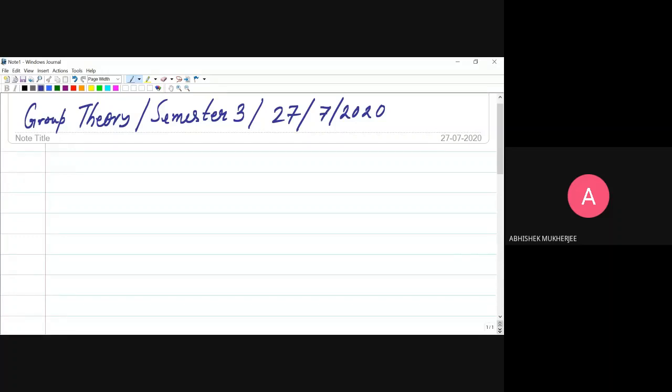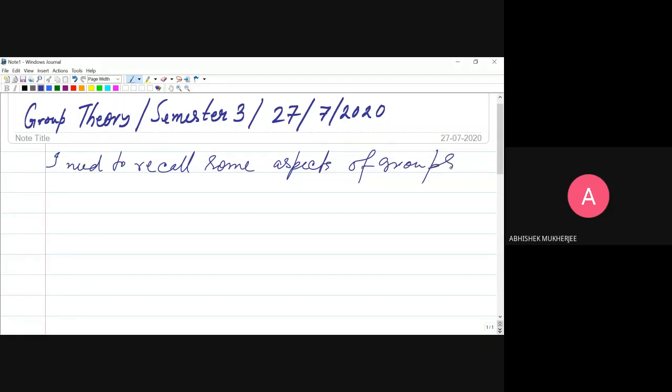So since in the syllabus, they have designed it so that the syllabus starts at the subgroups actually, but I need to recall some aspects of groups before coming to subgroups.